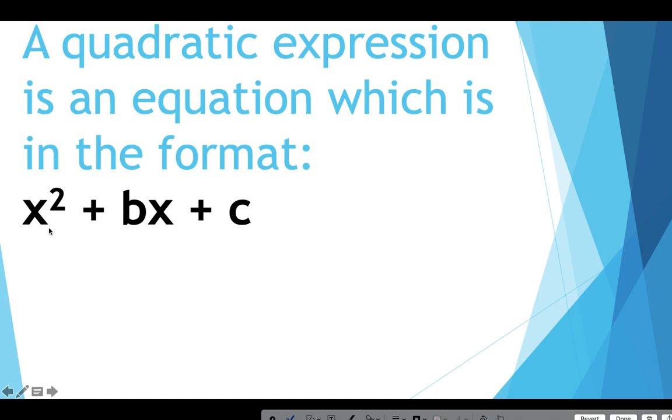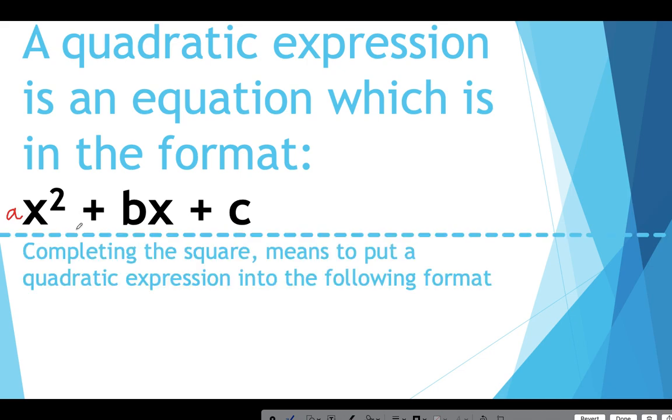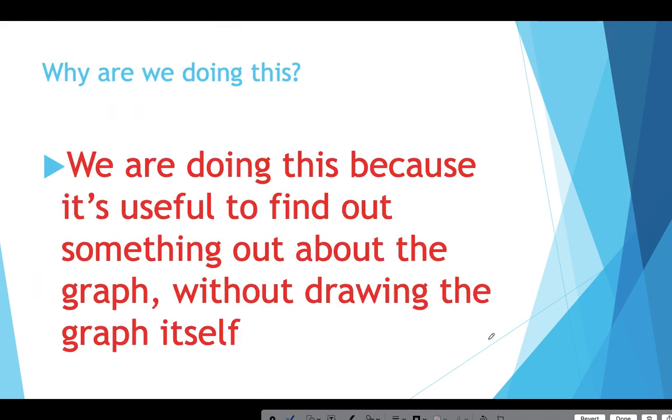We have a quadratic equation where we've got A, B and C. A in this instance is going to be 1 because we have got x squared. But we want to rewrite it in the format x plus b all squared plus c. I'm going to go through a few examples. The reason why we're doing this is because it's useful to find something important about the graph, which we'll talk about next.